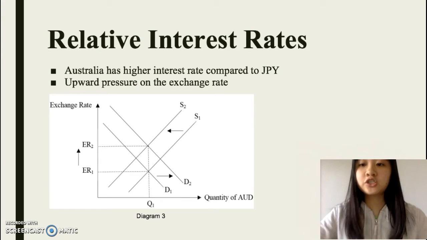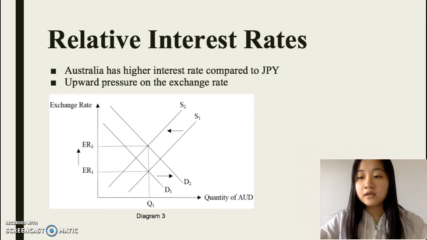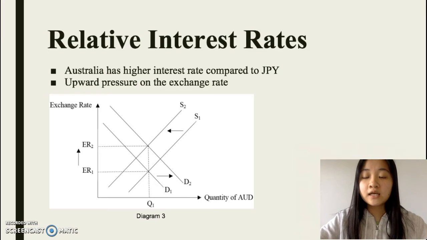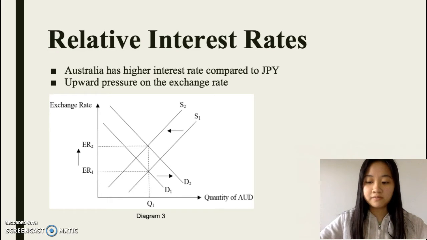Australia has higher interest rates compared to Japan. Higher interest rates in Australia would attract foreign savings, leading to higher demand for Australian dollars. At the same time, higher interest rates in Australia would decrease the supply of Australian dollars, as it is less attractive to save abroad. This would put an upward pressure on the exchange rate, and the Australian dollar would appreciate against the Japanese yen.